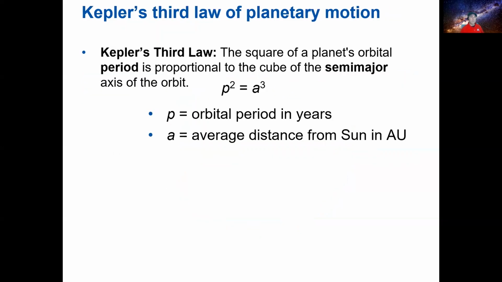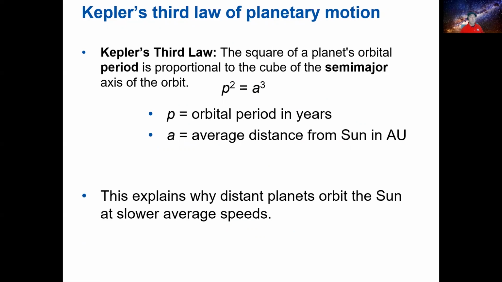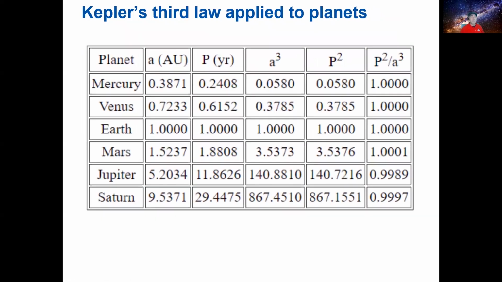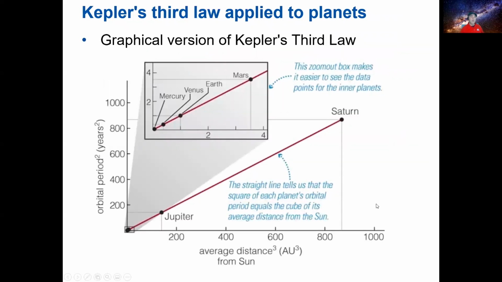Kepler's third law states that the square of a planet's orbital period is proportional to the cube of the semi-major axis of the orbit. This explains why distant planets orbit the Sun at slower average speeds. When applied to the planets, Kepler's third law provides very accurate measurements of orbital periods and distances. This graphical version of Kepler's third law shows the linear relationship between orbital period and average distances.